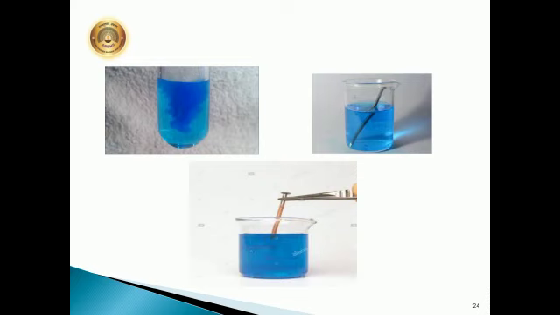Also you can see in one experiment here, first the solution of copper sulfate is taken, then in that an iron nail is kept, and after a little while you will see that the blue color copper sulfate solution becomes a little faded and copper is deposited on the iron nail. This experiment also you will be doing in your practical book.